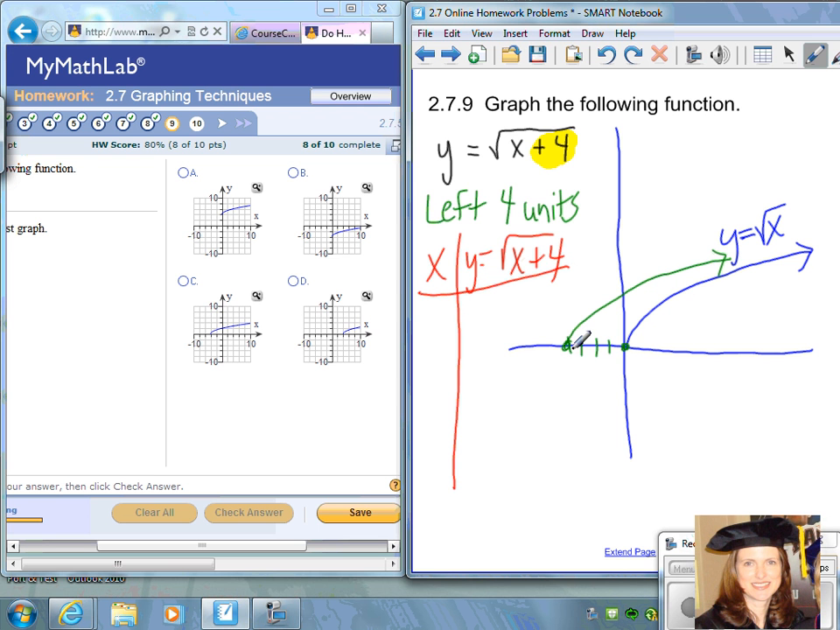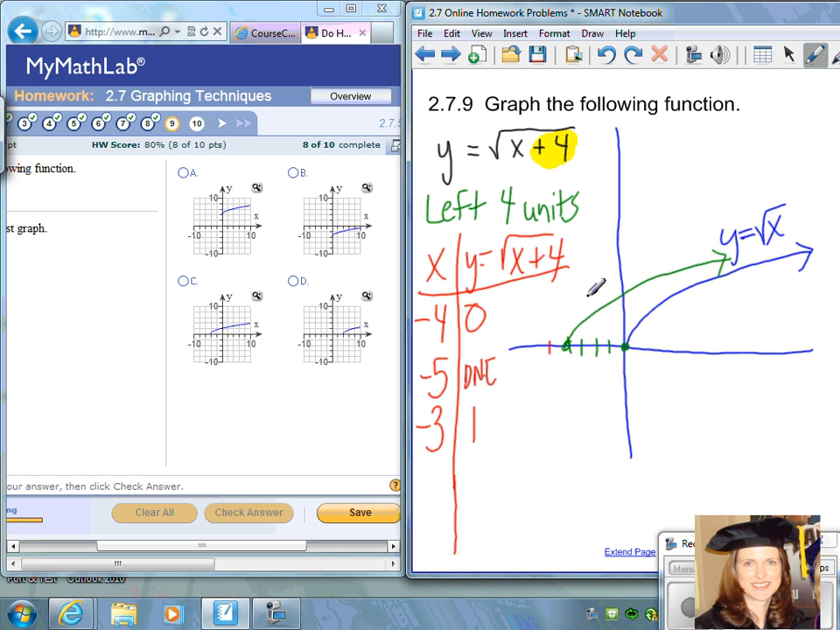Okay, if you plug in -4 for x, -4 plus 4 is 0. The square root of 0 is 0. Plug in -5. -5 plus 4 is, I'm sorry, -5 plus 4 is -1. You get the square root of a negative number, so this does not exist. That's why the graph is not going over here to the left of -4. Should have chosen -3. -3 plus 4 is 1, and the square root of 1 is 1.